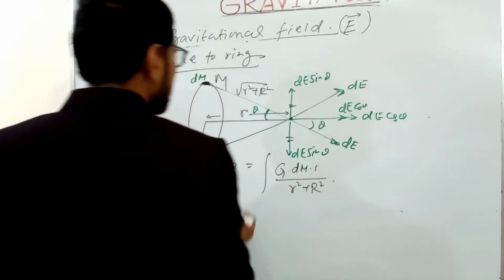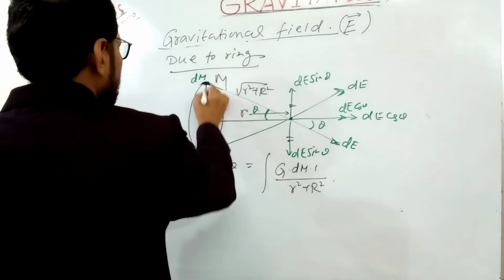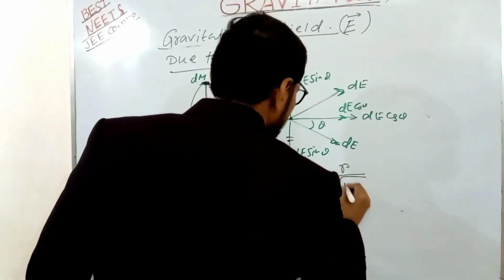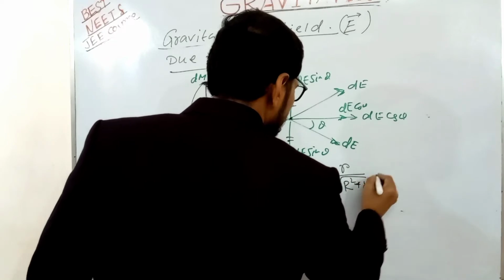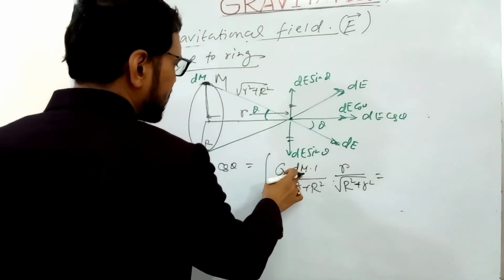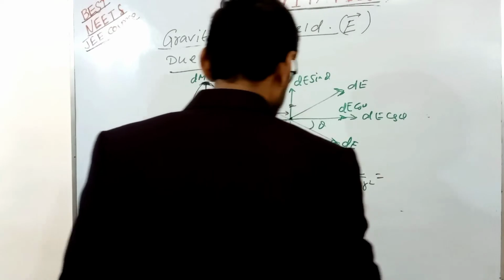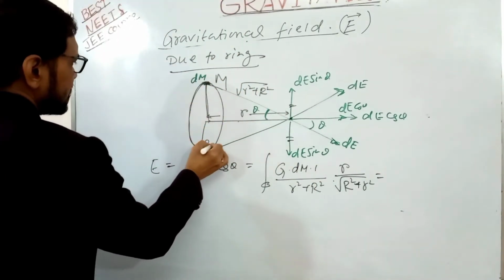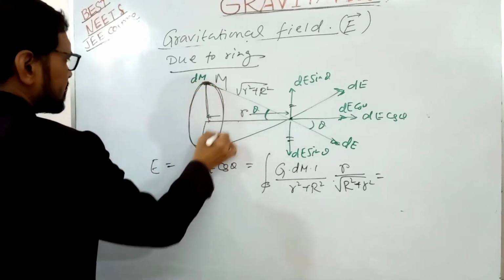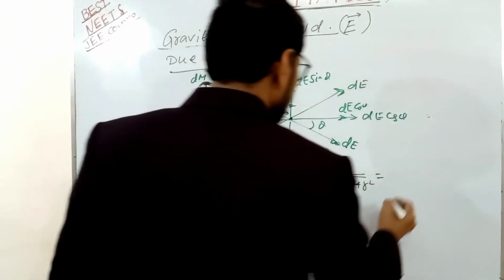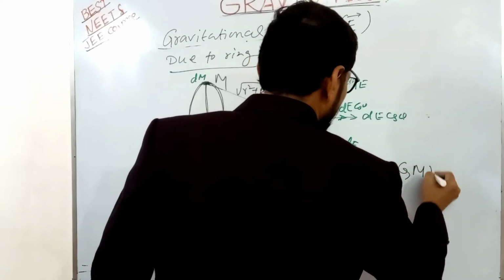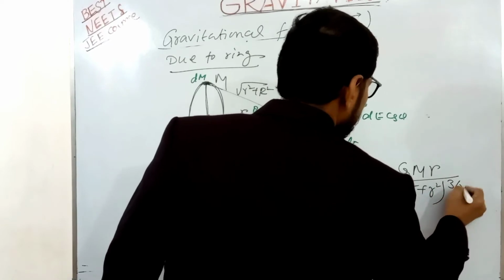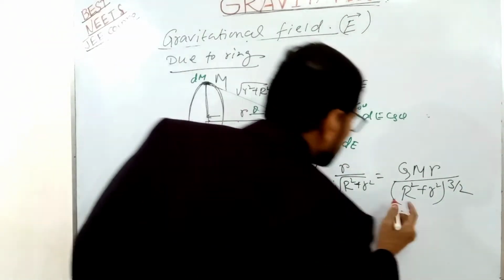Now what is the value of cos theta? Cos theta equals base by hypotenuse, that is small r by this. Now all are constant, only the variable is dm. If we integrate dm over the ring, we get the mass of the ring, so the result will be G M r by (r square plus r square) whole to the power 3 by 2. This is the result.